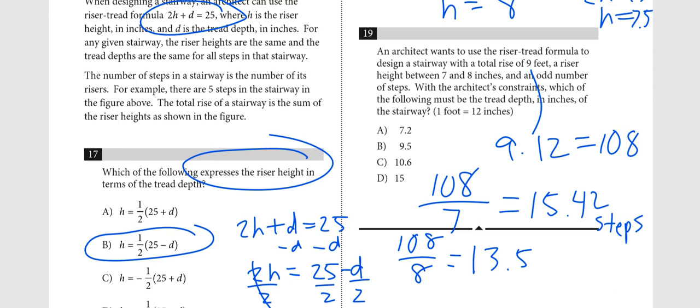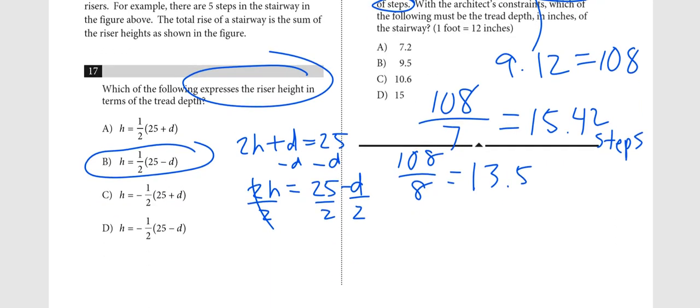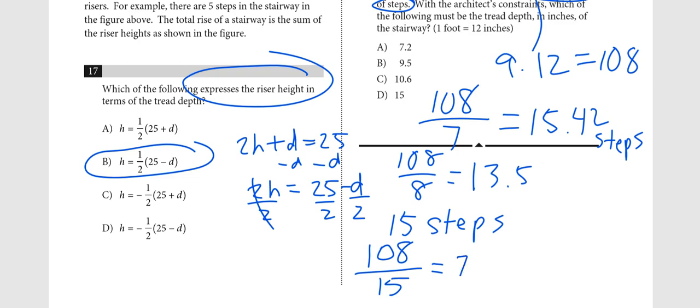Now, it says right here that we want an odd number of steps. What is the only odd number between 13.5 and 15.42? 15 steps. So we just locked ourselves into 15 steps. Now, if you take that 108 and you divide by 15 steps, what is the riser height? That is 7.2. Please do not choose 7.2.